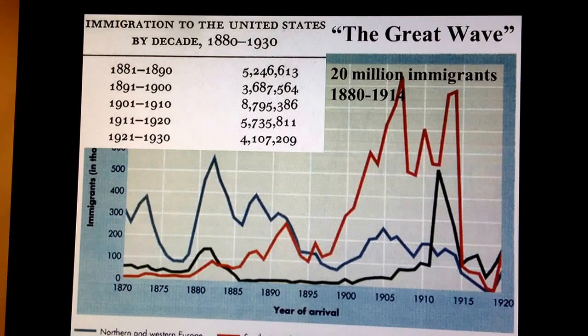Okay, so let's now break apart this 20 million a little bit. And let's take out the four largest groups. 4 million Italians, part of that Southern and Eastern European part you see there. 4 million Slavs.